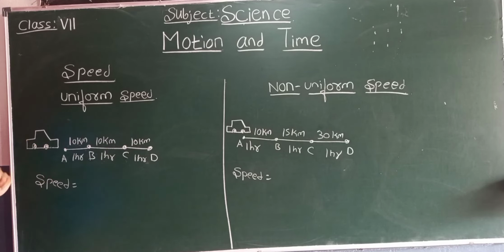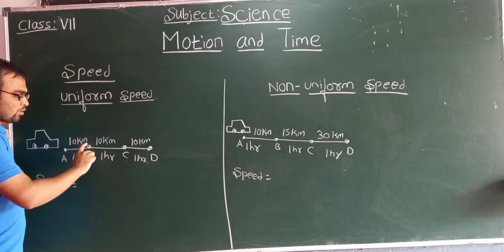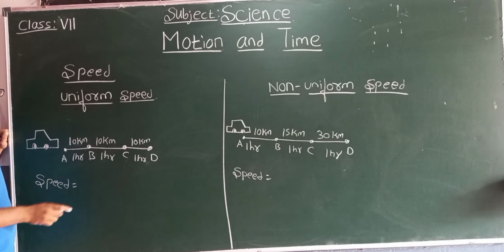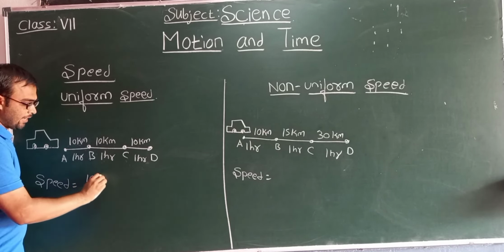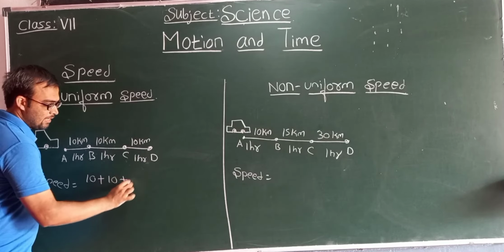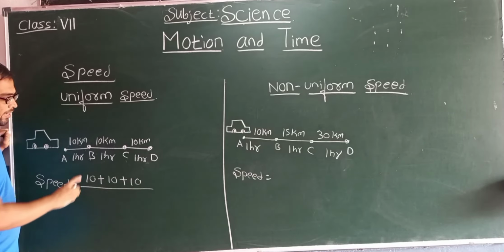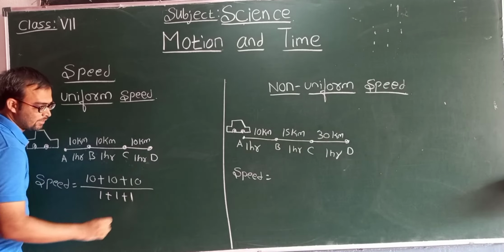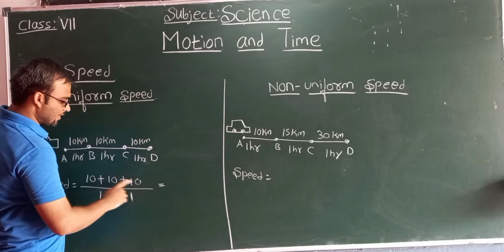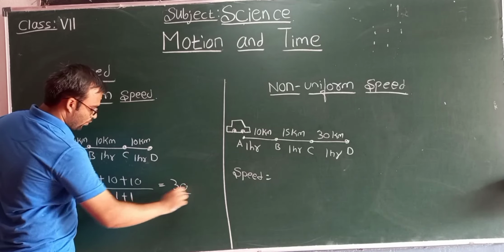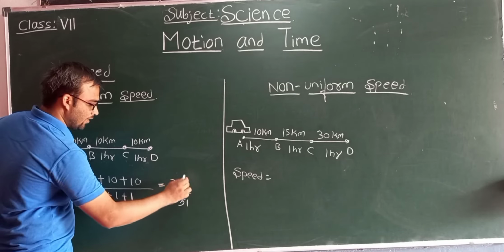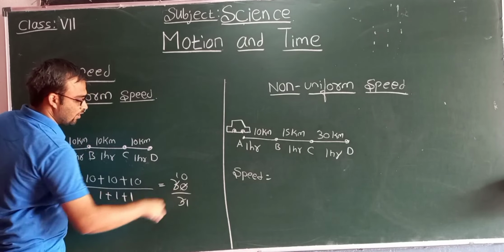Okay, then how to find the speed? So here speed is what? Total distance traveled by total time taken. Total distance is what? 10 plus 10 plus 10. Total time is 1 hour, 1 hour and 1 hour, that is 1 plus 1 plus 1. What is this? 10 plus 10 plus 10 is what? 30, and this is what? 3. So 3 ones are 3, 3 tens are 30.